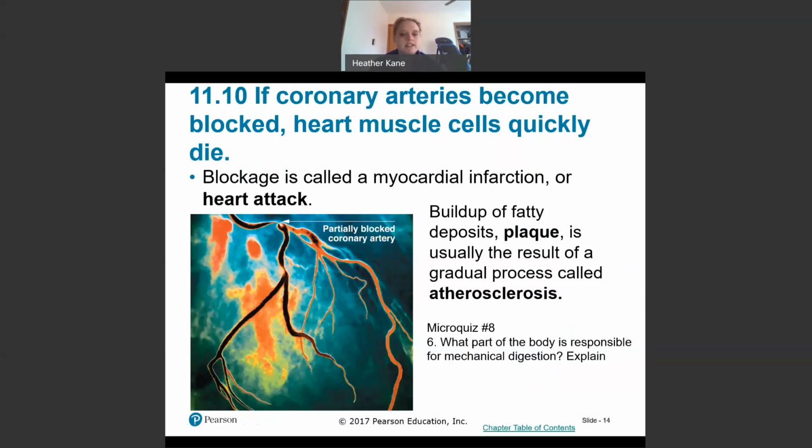So question number 6 for micro quiz number 8. This is that extra credit question. Which part of the body is responsible for mechanical digestion? And explain why it is responsible for mechanical digestion. So explain the mechanics behind it, if you will.